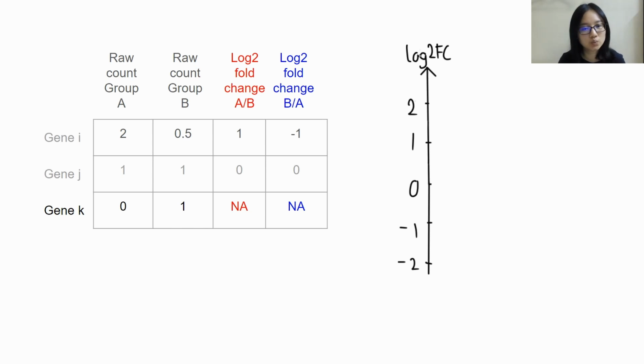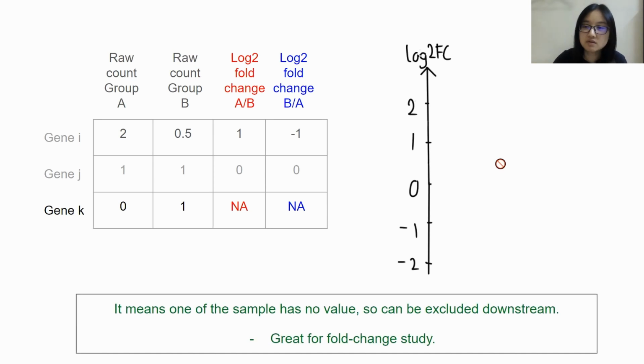How about the condition when one sample has a certain value but it is not expressed in the other sample? Log2 fold change just isn't able to interpret this. This is also good whenever we want to do a fold change study, because it will eliminate those genes or items that are not expressed in the other sample.